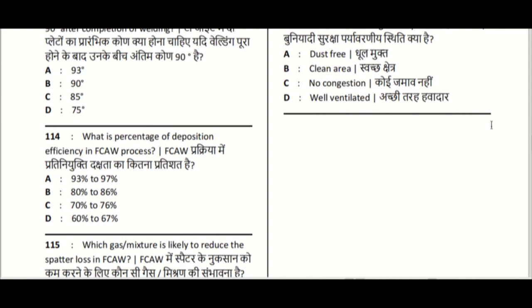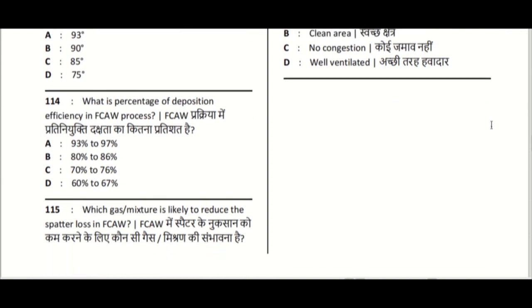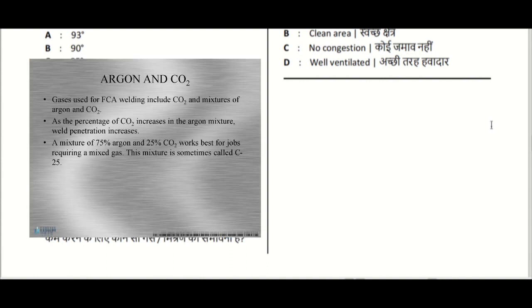What is the percentage of deposition efficiency in the flux cored arc welding process? It's around 80 to 86%. That is the percentage of deposition efficiency. Which gas or mixture is likely to reduce the spatter loss in CLW?